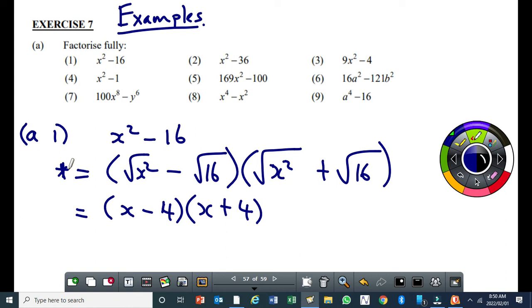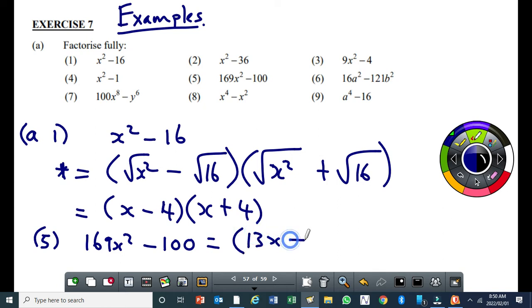Right, so that's one typical example. Let's move on to another one, like number 5. So number 5, you've got 169x squared minus 100, right? This is going to be equivalent to, now what you do here, obviously you find the square root of 169, that's 13, the square root of x squared, that's x, minus the square root of 100, that's 10, times, then you just repeat what you did in the first bracket, so 13x plus 10.